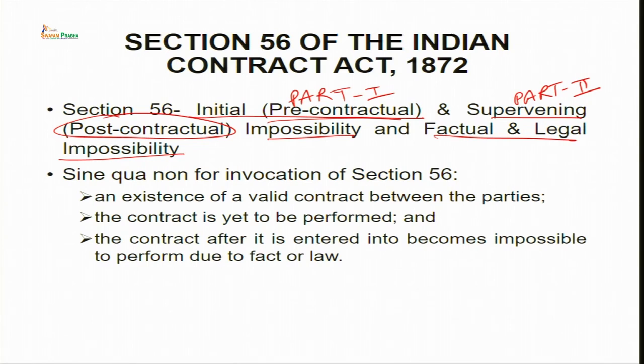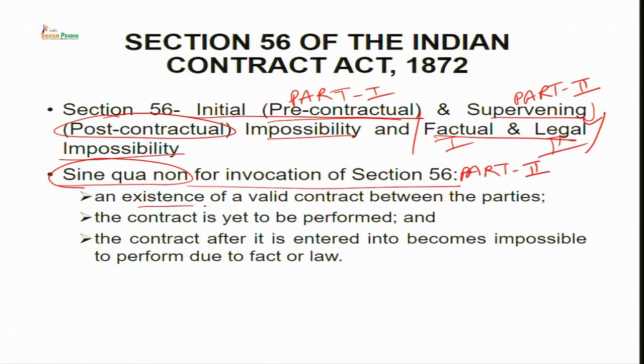So basically, what I am trying to tell you here is that section 56 can be classified into two, part 1 and part 2. Part 1 deals with initial impossibility, part 2 deals with supervening impossibility, and part 2, which is supervening impossibility, can be further divided into two, that is factual impossibility and legal impossibility. Sine qua non, that is the important requirement for invoking section 56. More specifically, I am mentioning here 56 part 2.